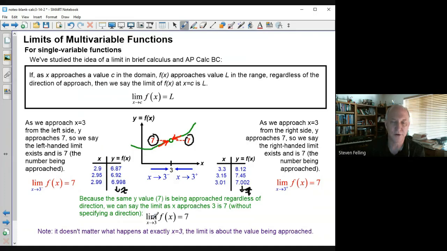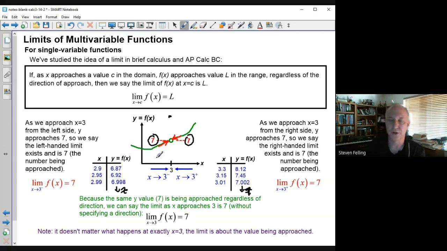So then we declare the limit as x approaches 3, without specifying the direction, of f of x is equal to 7. Doesn't matter what happens at 3, it could even be undefined, or could be defined with some other value up here, like with a point, right? But it's what's being approached, right? So it's the y value. The limit is the value that y is approaching in the neighborhood of a specified x value, regardless of direction of approach. Okay, so that's what we know already about limits and how they work.